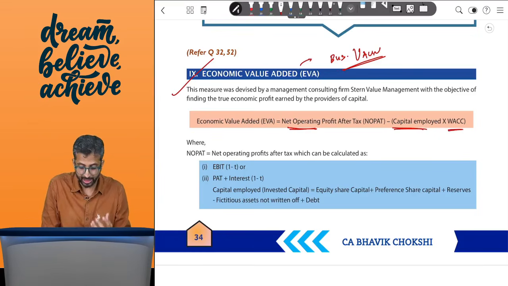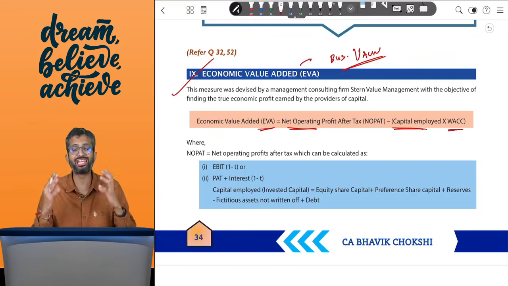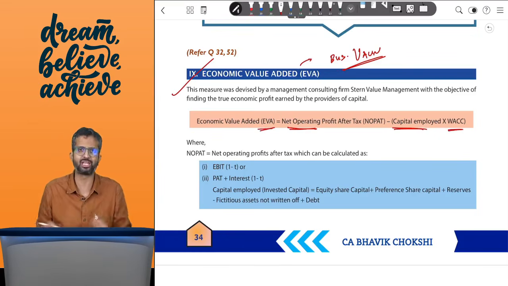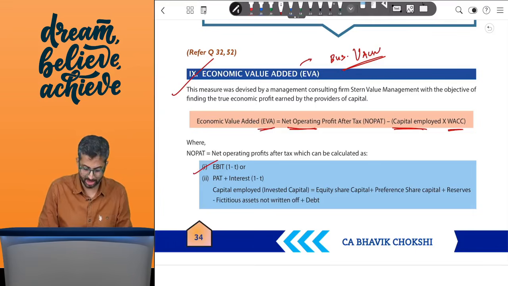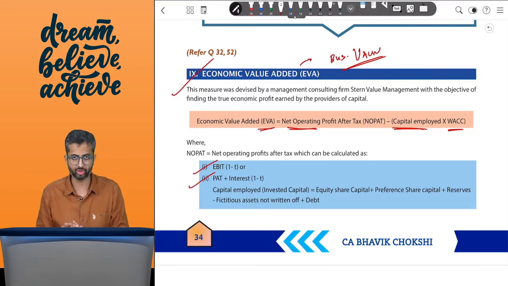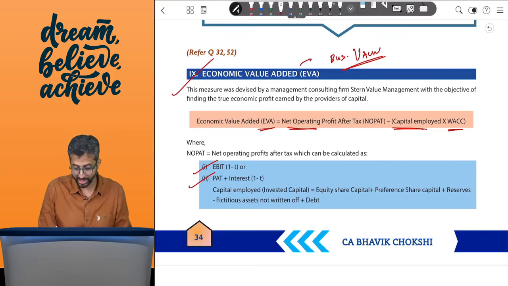Now EVA is calculated for whom? Well, for the entire firm, business, enterprise, that is debt and equity both, and hence NOPAT is for debt and equity both. Two ways in which you can calculate NOPAT, either EBIT into 1 minus T or PAT plus interest into 1 minus T. Either of these two ways will give you the pool of money for debt and equity both. Minus capital employed. Well, since NOPAT is for debt and equity both, capital employed should be debt plus equity.